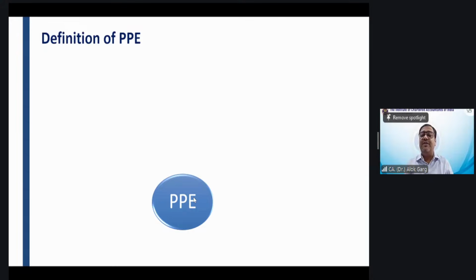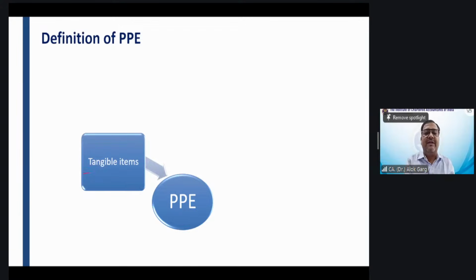What is the common feature in all these examples? इन सारे एग्जाम्पल का कॉमन फीचर क्या है सर? All these items are tangible items.